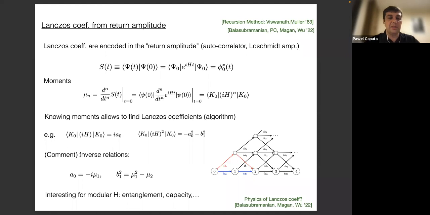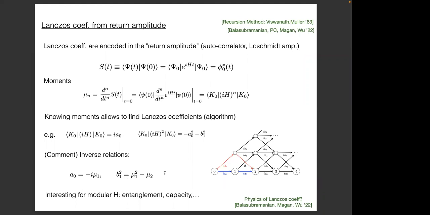It's also nice to look at the inverse relations. Trivially, a0 is just the first moment of whatever your H is, the circuit Hamiltonian, but b1 squared is, for example, the difference between the second moment and the first moment squared. Given this general definition, it's interesting to think about what the physics of these a_n's and b_n's is in general. This has also been explored a bit by Vijay and Javier.